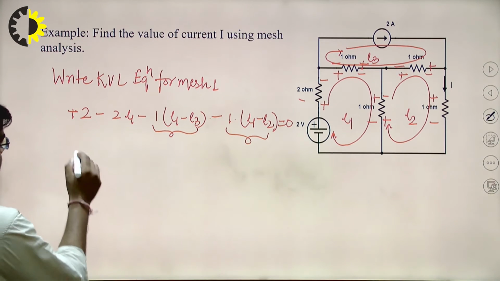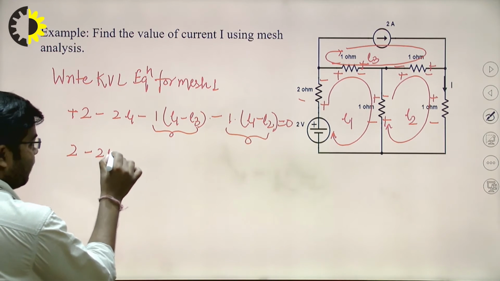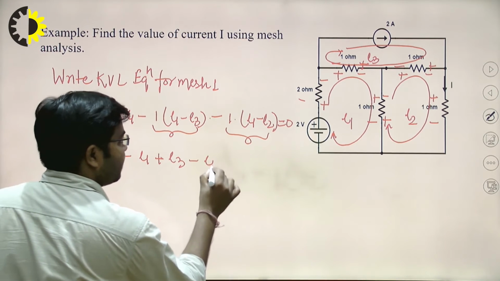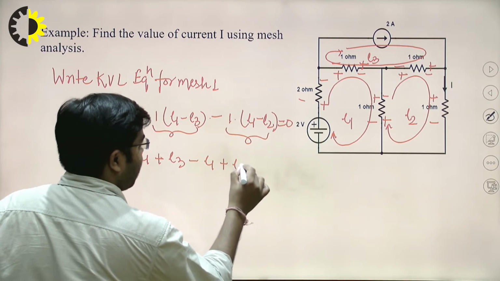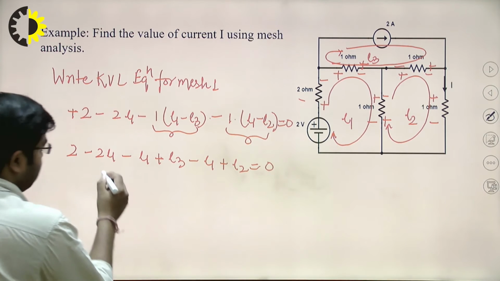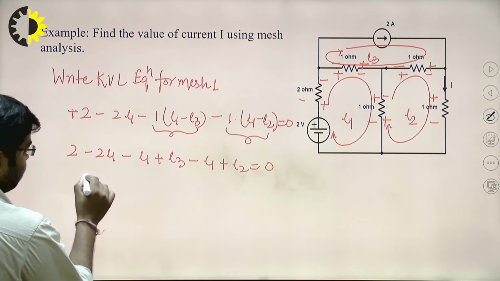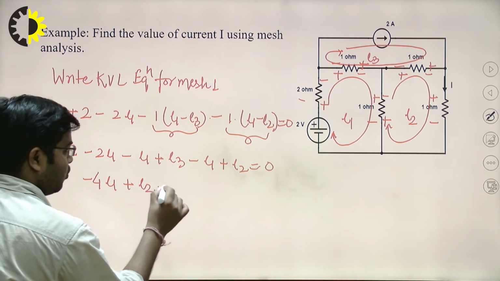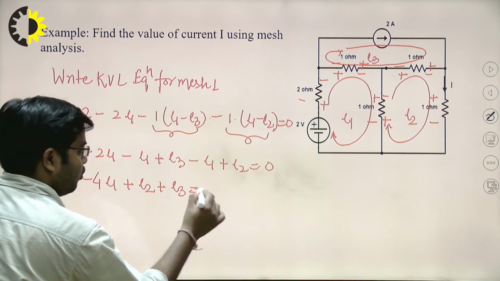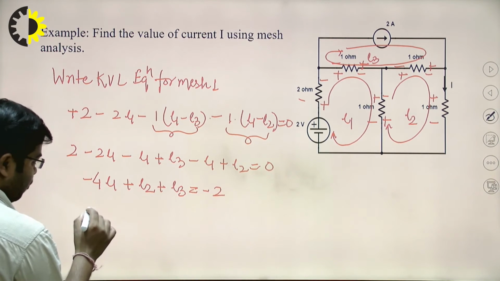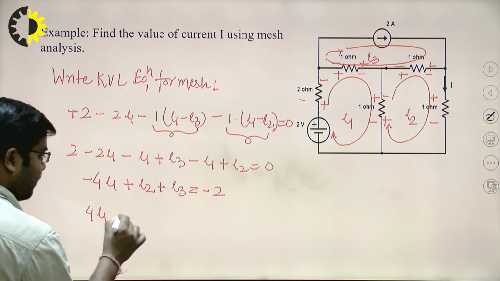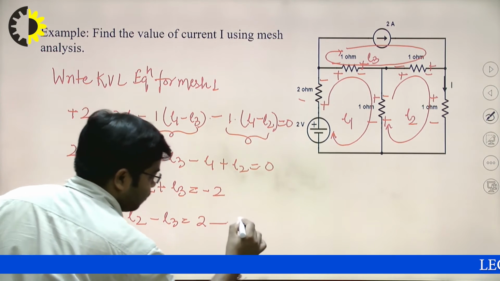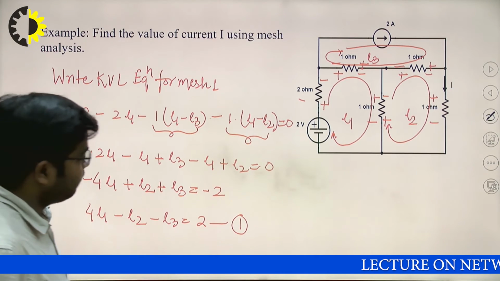Now rearrange this equation. So 2 minus 2I1 minus I1 plus I3 minus I1 plus I2, that is equal to 0. So 2I1 minus I1 minus I1 will be minus 4I1, then plus I2 plus I3, that is equal to minus 2. So you can write 4I1 minus I2 minus I3 is equal to 2. This is equation number 1.